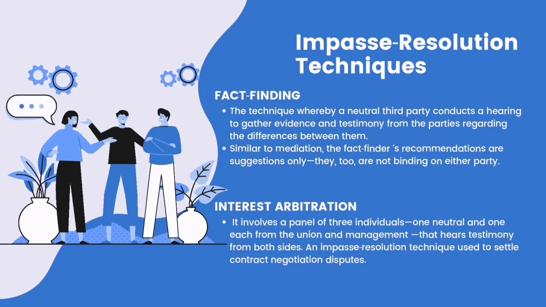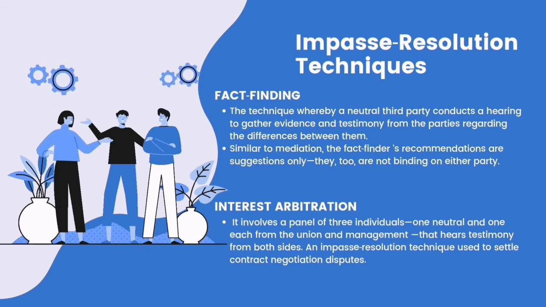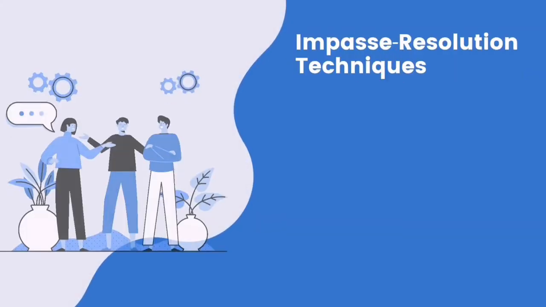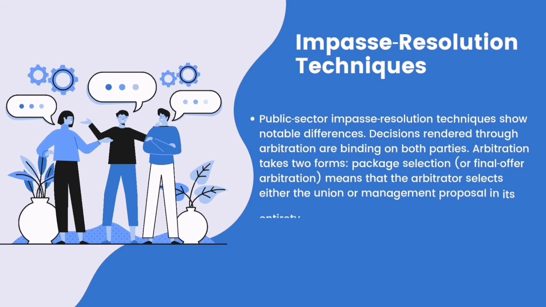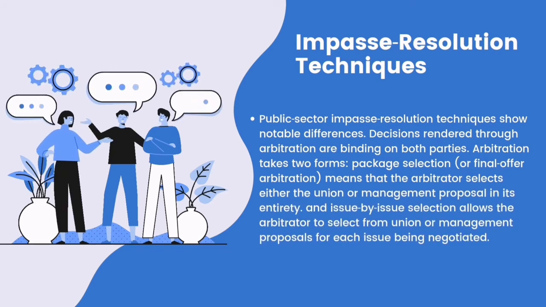Interest arbitration involves a panel of 3 individuals, one neutral and one each from the union and management, that hears testimony from both sides. It is an impasse resolution technique used to settle contract negotiation disputes. Public sector impasse resolution techniques show notable differences. Decisions rendered through arbitration are binding on both parties.